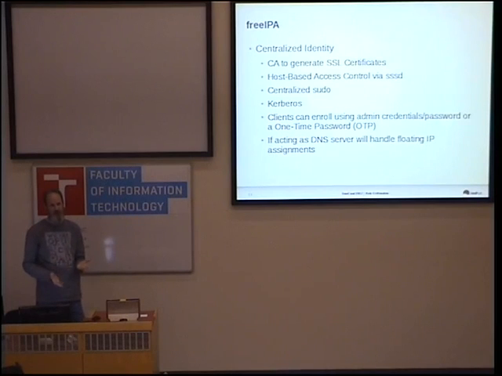And then FreeIPA is centralized identity. It comes with a CA. It's optional, but in our case it's mandatory to manage SSL certificates. It has host-based access control. I can never say that. That's going to become interesting later. Centralized sudo, also going to be interesting later. It has Kerberos, which we don't need right now, but you never know.